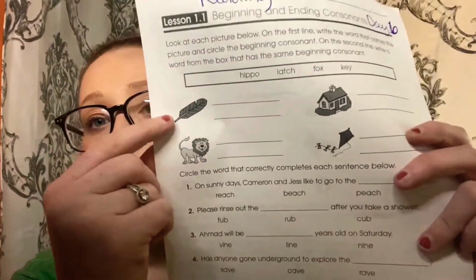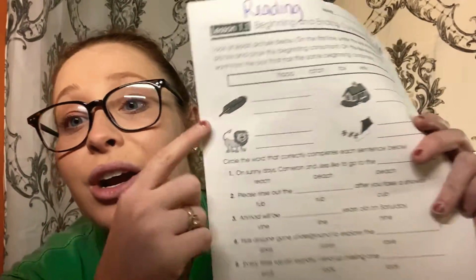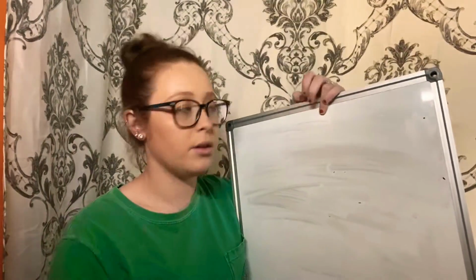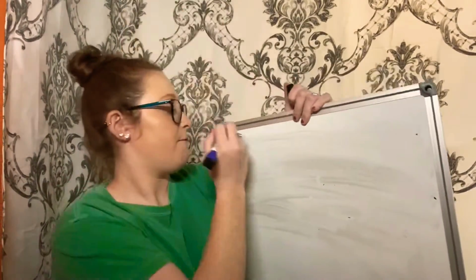So now it says on the second line, write a word from the box that has the same beginning consonant. So remember, beginning of the word and a consonant, all the other letters in the alphabet except for A, E, I, O, and U. So that's like B, C, D, all of those other letters. So what is that first picture of? That is a feather. So I'm going to write it here on my board, not on the paper. So, feather.